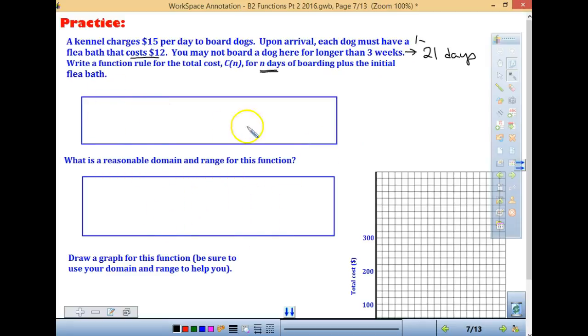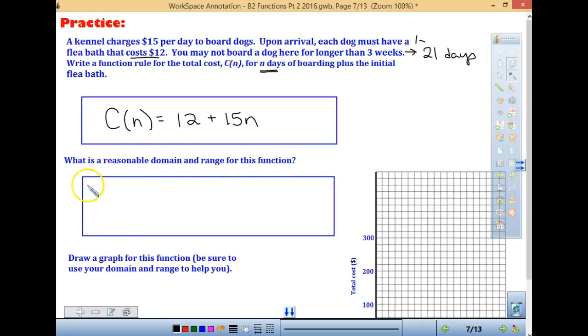So the question is, as we are looking at this, what could be our function? And we're going to say cost of staying for the days, C of n. N is going to be our days. It's going to cost me $12 no matter what for the flea bath. Plus, each day I'm staying for my dog, I have to pay $15 a day. So this is my equation.